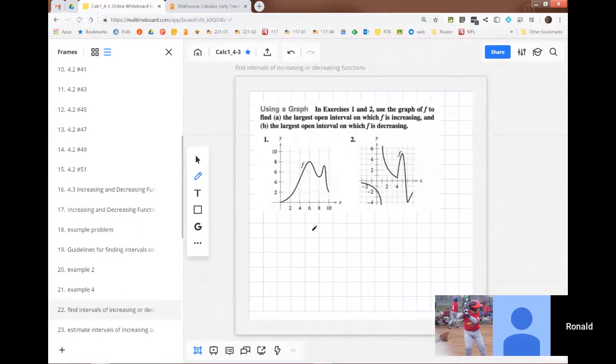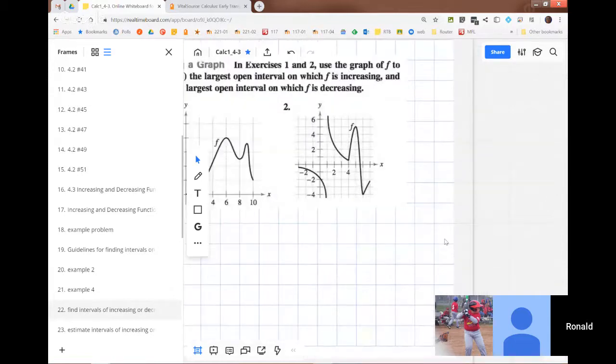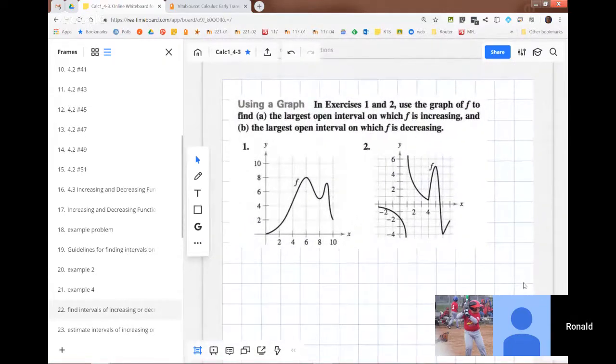So when you get to the assignment, they do this visual thing first. Here, when you look at numbers 1 and 2, it says use the graph of f to find the largest open interval on which f is increasing. So on number 1, what's the largest interval that the function's going uphill? 0 to 6. Yep. What's the largest interval in that same one that's decreasing? 6 to 8. Yep, you got it.